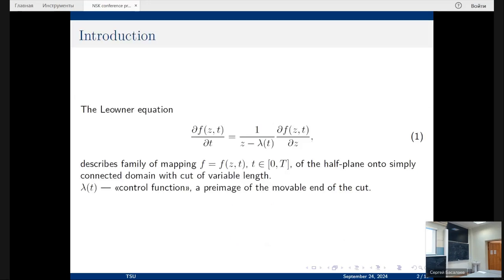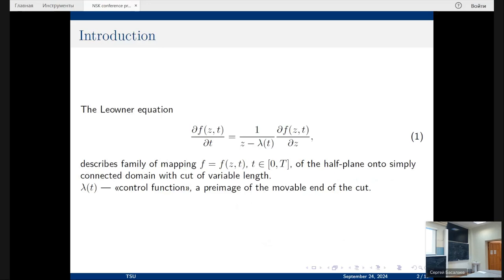Okay, first, as you see, that's a definition about the Loewner equation. Since we have a conformal mapping with the cut, this is the standard form of the Loewner equation. It describes the family of mappings f(z,t) of the half plane onto a simply connected domain with the cut. Lambda(t) is the control function of the Loewner equation. It's the pre-image of the movable end of the cut.